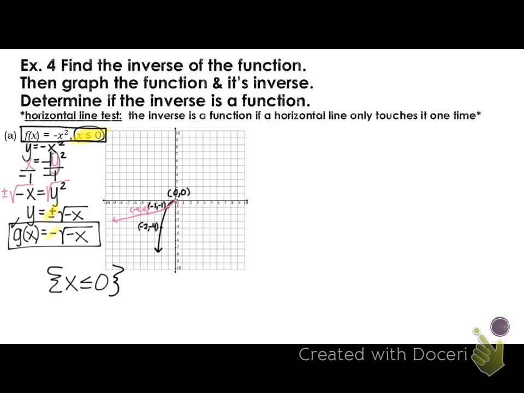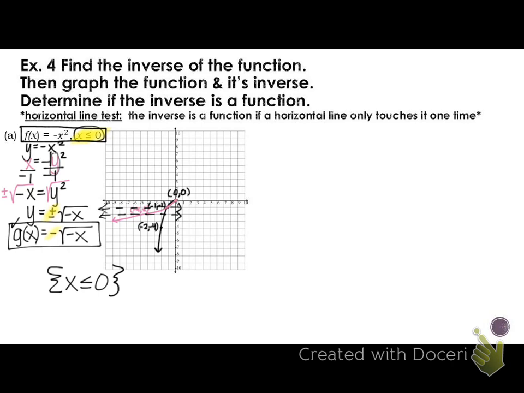A horizontal line. You're basically taking a horizontal line, and anywhere you would draw it through that graph, how many times does it hit? That's what you're looking for. How many times does that horizontal line hit that function? Tell me. So there's a point where you draw a horizontal line and it goes through that function. No. Okay. So look, if the inverse is a function, a horizontal line only touches it one time.